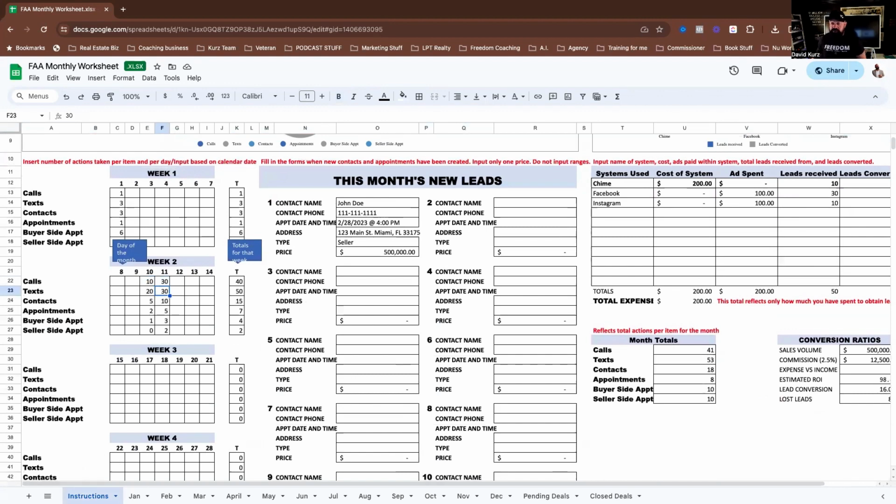This is your instruction sheet. If you look at the tabs at the bottom, there's instructions, and then it goes January all the way to December, a pending deal and closing deal tab. So we'll look at these pieces little by little, right?